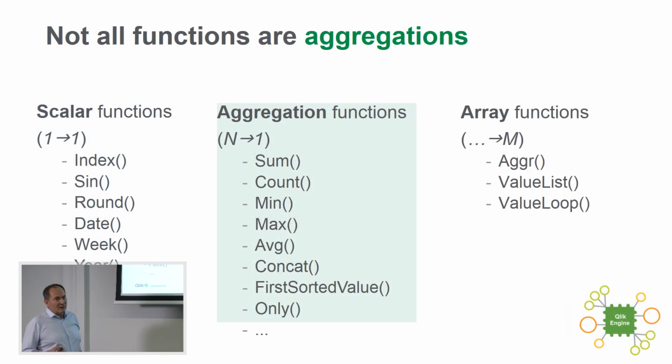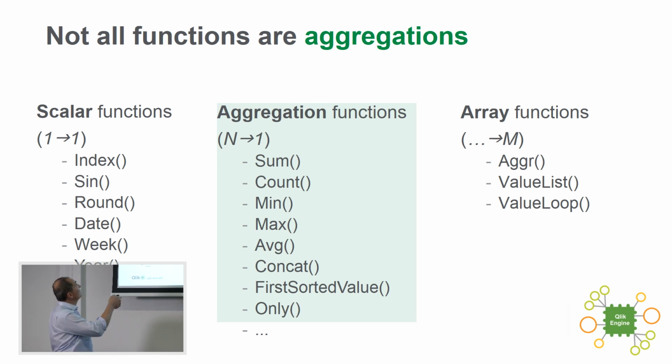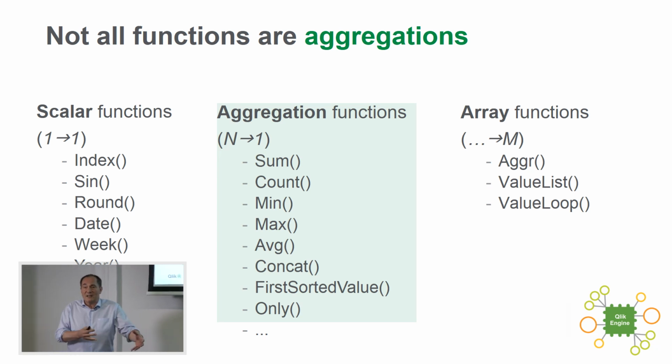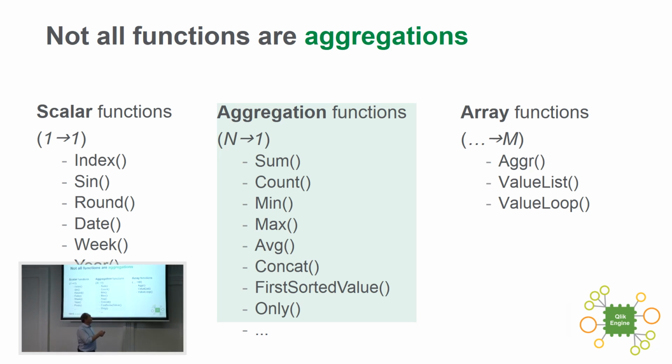And there are a number of functions in the Qlik engine. And anyone that has written script or expressions knows that there is plenty of them. And when you look at the functions, you should realize that there are different classes of functions. Most of them are scalar functions, meaning that you have a one-to-one relationship between input and output. There's one value in, one value out. Whereas the aggregation functions, here you have a number of values in, and it spits out one value. And there is, in fact, a class of function that returns an array, like agg or value list, value loop.